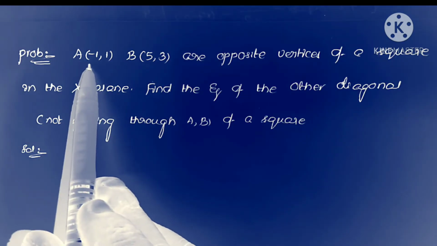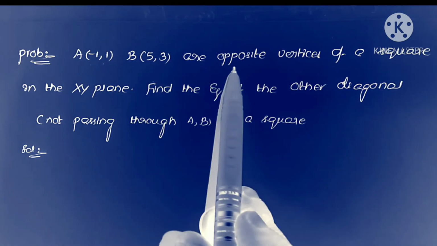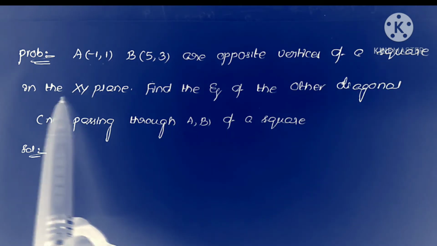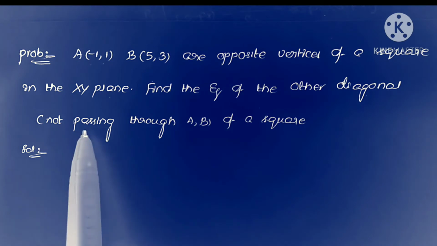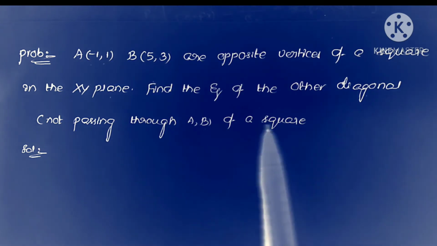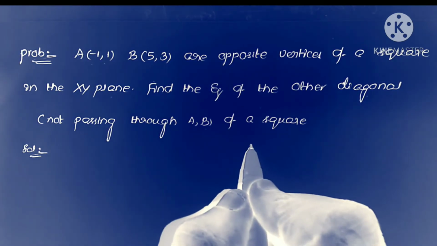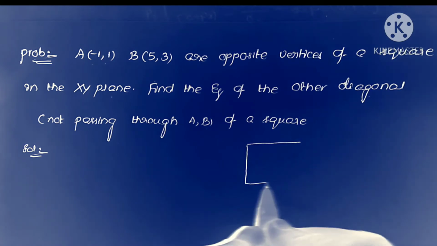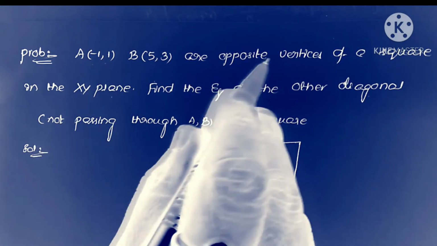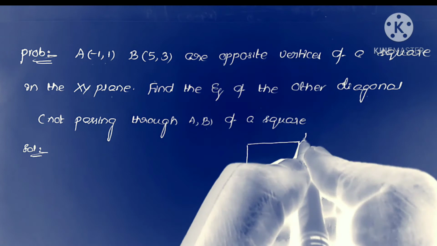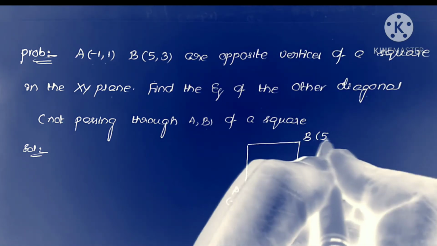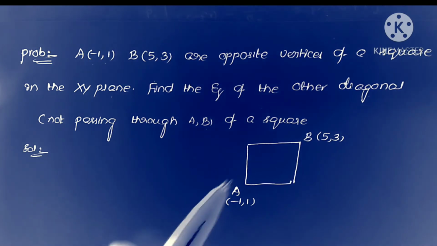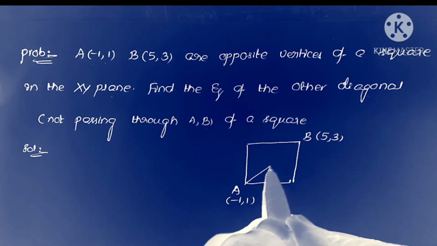Next problem. If A(-1, 1) and B(5, 3) are opposite vertices of a square in the xy plane, then find the equation of the other diagonal, not passing through the points A and B, of the square. So here one square is given. This is the square. Two opposite vertices are given. The first point is (-1, 1), and the second point is (5, 3). Find the equation of the other diagonal.